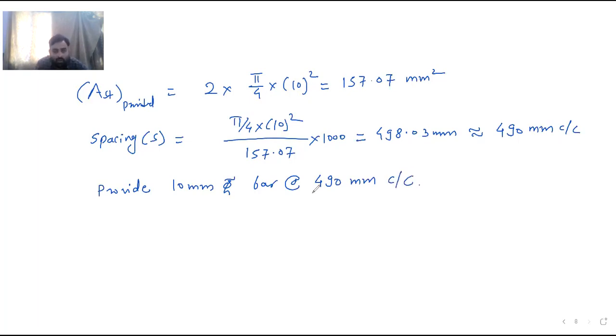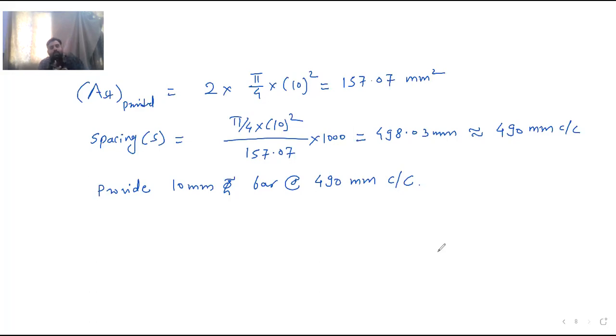So this is in the wall. This distribution steel we have placed in the wall. Okay, vertical distribution steel which we have placed in the wall, and earlier steel was there, that is 10 mm bar about 160 mm center to center, that we have placed as a vertical main steel in the wall, and this is the distribution steel in the vertical wall.